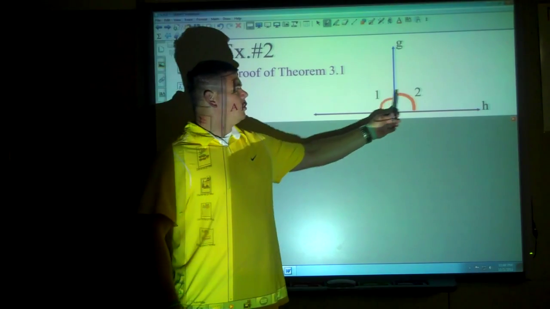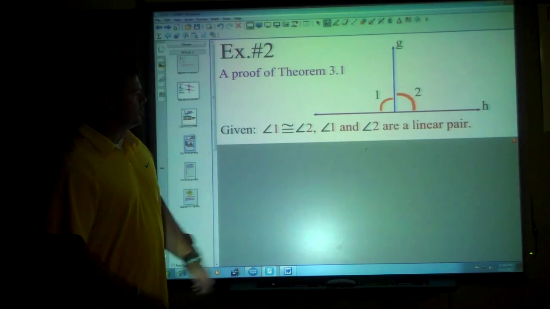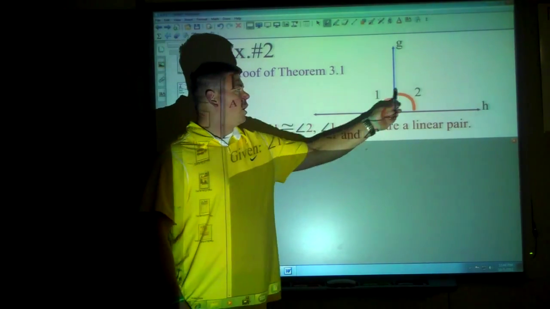And I believe that these two are congruent to each other, according to the diagram. So here's the given information. Angle 1 and angle 2 are congruent. Alright, I've got the one arc and another arc.